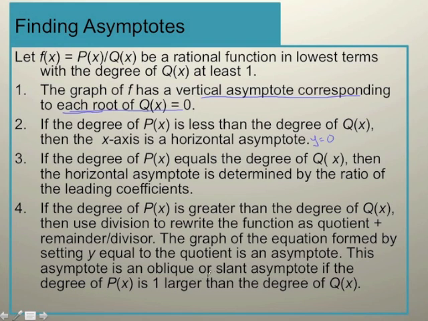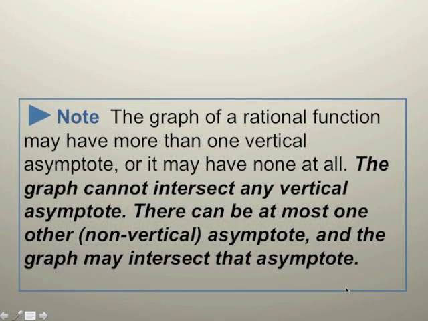This asymptote is an oblique or slant asymptote if the degree of P of x is 1 larger than the degree of Q of x, and that's the most we'll use. So, the graph of a rational function may have more than one vertical asymptote, or it may have none at all. The graph cannot intersect any vertical asymptote. There can be at most one other non-vertical asymptote. It could be a horizontal or an oblique, and the graph may intersect that asymptote. Doesn't always, but it could happen.